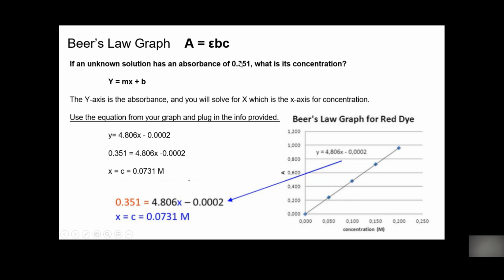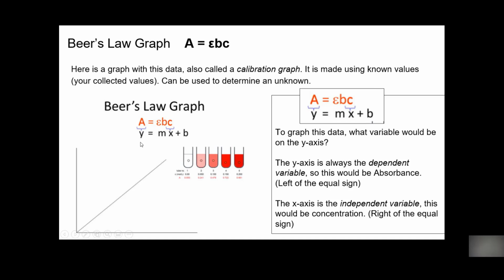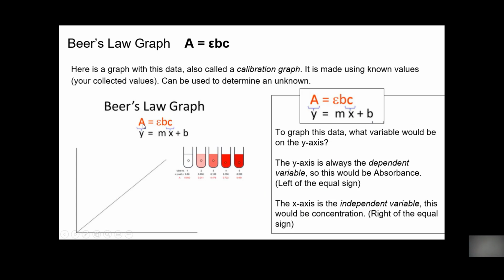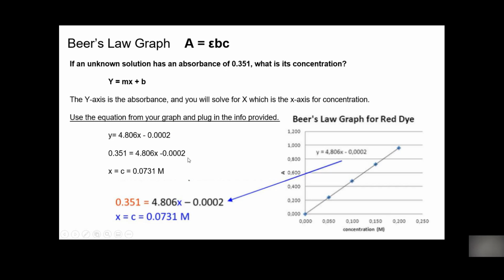Okay, so you need to answer this question. How do you do that? Well, you need to know how y equals mx plus b is matching with our Beer's law. And once you know that, this is not a difficult question at all. So what do you care about? Well, based on this equation, you're actually given m and you're given b. You have A in the word problem, and it's asking for concentration, which is x. So you're solving for x. So plug it in the way you need to.